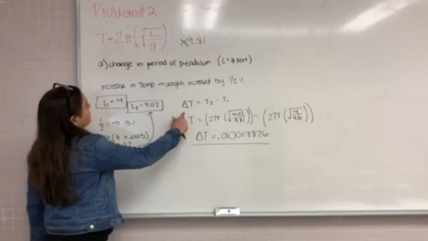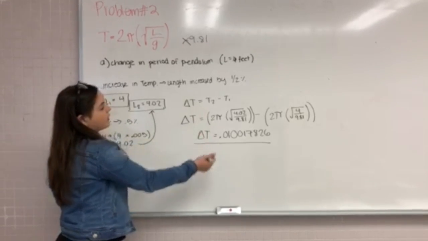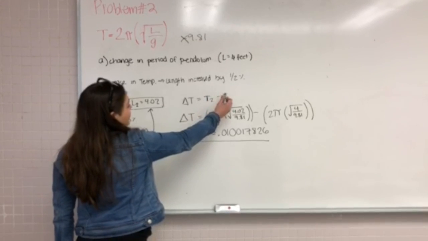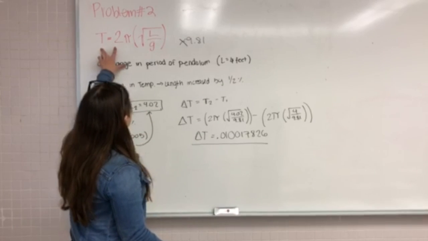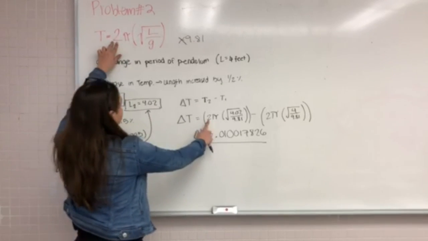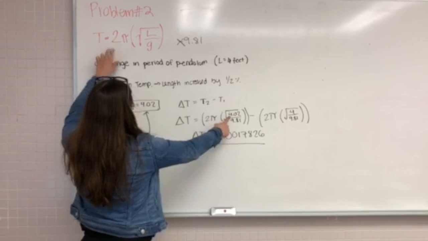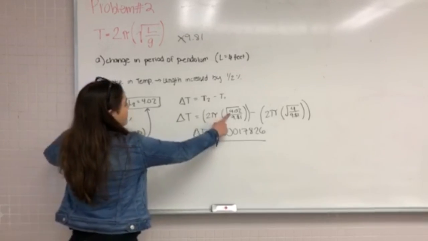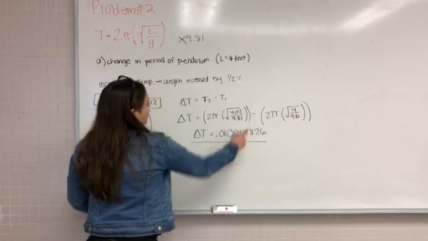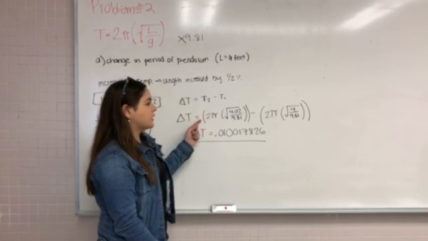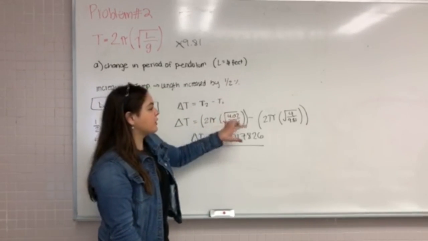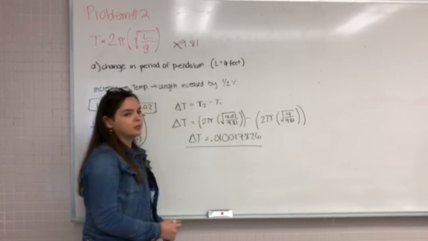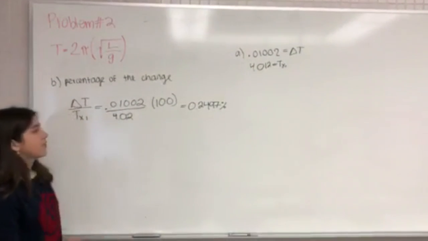To get the change in period of the pendulum, we do T2 minus T1. That means in the original formula, we substitute first length number 2 and then length number 1, and we subtract. You put it in your calculator using the correct parentheses in order to get the correct answer, and the answer you will get is 0.01002.